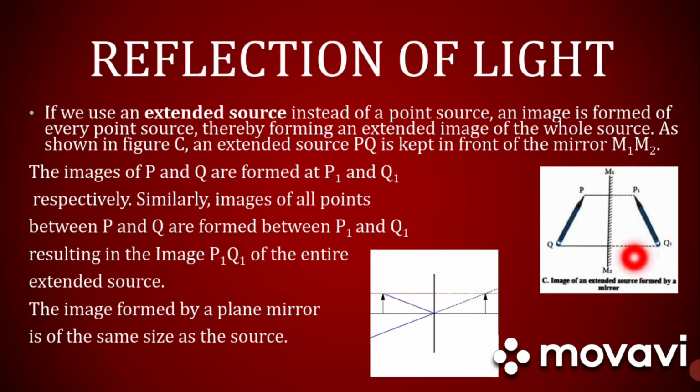As shown in figure C, an extended source PQ is kept in front of the mirror M1, M2. The images of P and Q are formed at P1 and Q1 respectively. Similarly, images of all points between P and Q are formed between P1 and Q1, resulting in the image P1, Q1 of the entire extended source. The image formed by a plane mirror is of the same size as the source.